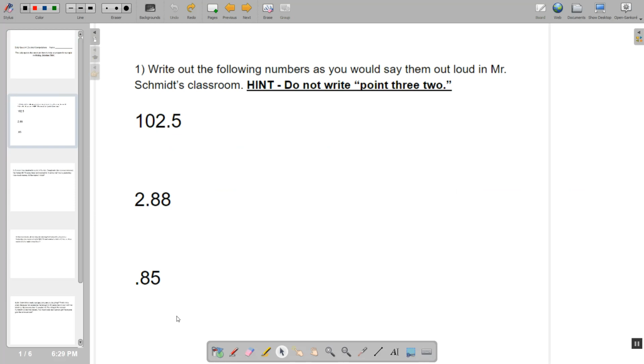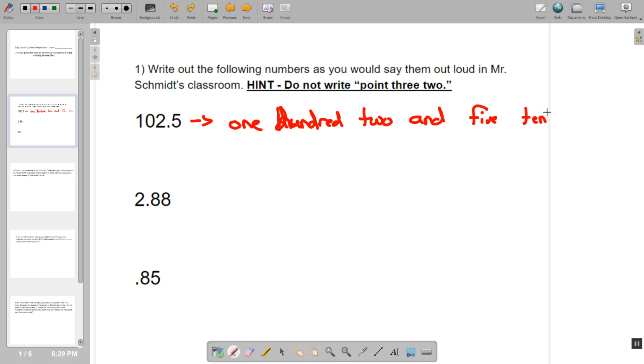So we're writing out these numbers as we say them out loud. The first number would be 100, 2 for our wholes, and 5/10, because we are in the first decimal place. If I wrote that as a fraction, it would be 102 and 5/10, just like this.